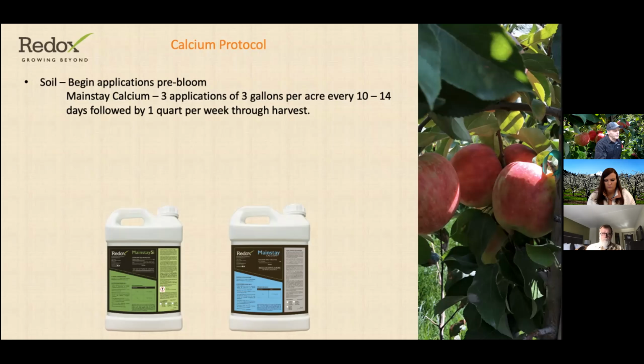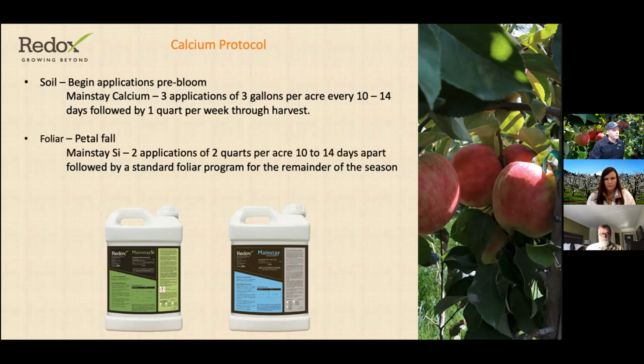So the soil applications are there. Foliar applications, Mainstay SI: 2 applications of 2 quarts per acre, 10 to 14 days apart. Again, we're targeting cell division with the foliar spray. And then the option is to continue with a standard foliar program, calcium chloride for example, for the remainder of the season, or to switch over to Mainstay Calcium with 20% calcium as a foliar spray. It's very cost effective to do that. A couple quarts every 2 weeks has shown very positive results.